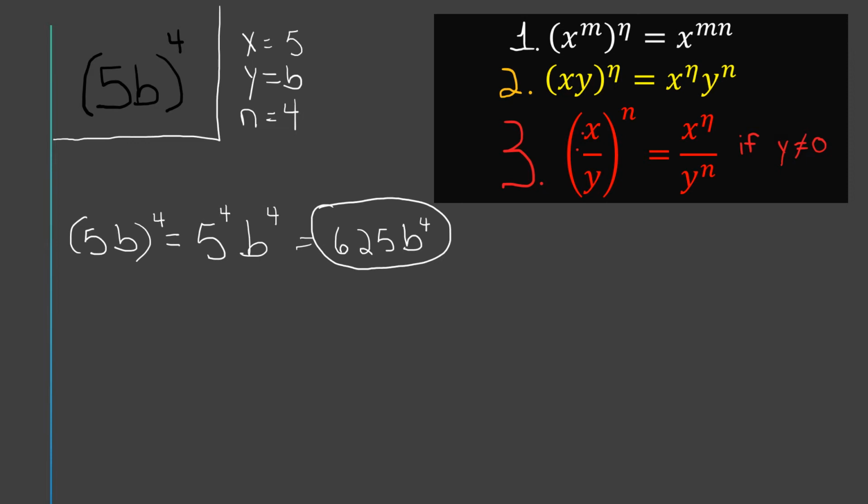If you're still wondering where I get that 625, well, don't forget, 5 to the fourth is basically 5 multiplied 4 times. Like 5 times 5 times 5 times 5. That's what gave us our 625. Okay.